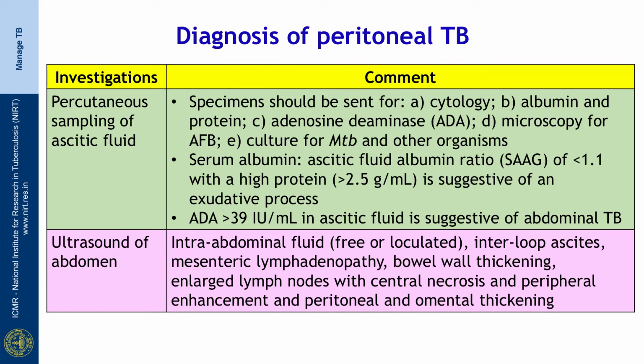Ultrasound of the abdomen may also be done if it is available. It may show findings such as intra-abdominal fluid which could be free or loculated, interloop ascites, mesenteric lymphadenopathy and large lymph nodes with central necrosis and peripheral enhancement. It may show bowel wall thickening and peritoneal and omental thickening.